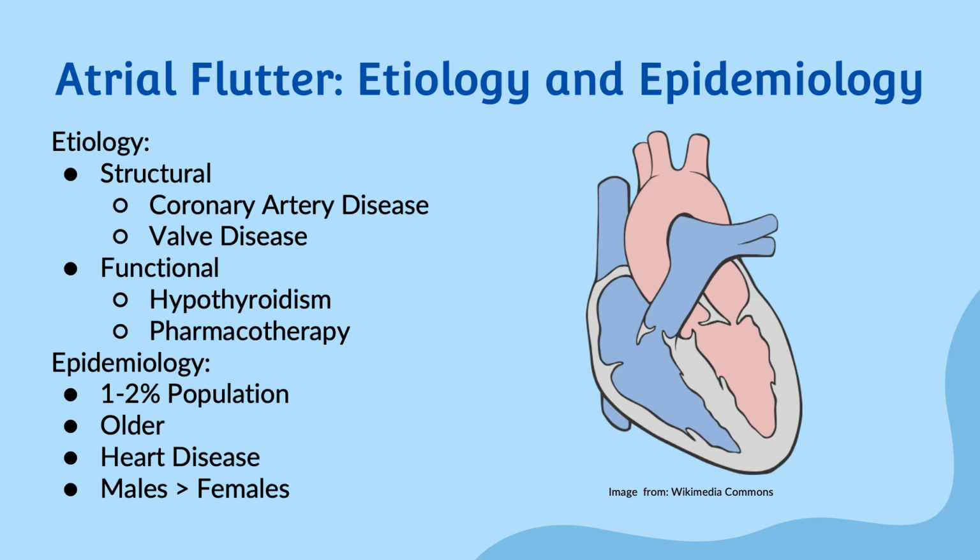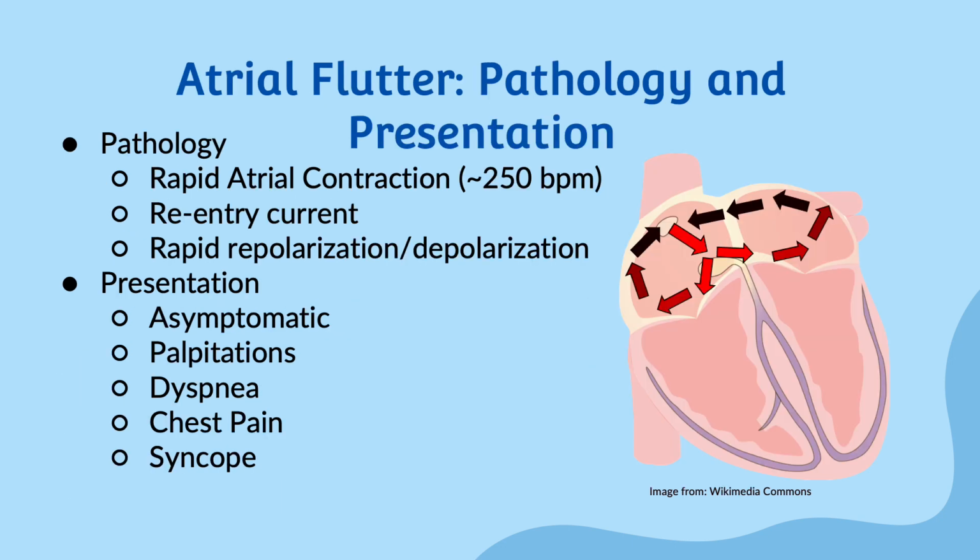It is a relatively common cardiac arrhythmia affecting an estimated 1 to 2% of the general population. It is more commonly seen in older individuals, particularly those with underlying heart disease, and is more common in males than in females. Atrial flutter is characterized by a rapid and regular contraction of the atria, typically at a rate of around 250 beats per minute. This is due to the formation of an electrical re-entry circuit within the atria, leading to a repetitive atrial depolarization. The atria contract in a rapid and organized manner, producing the characteristic sawtooth pattern seen on an EKG.